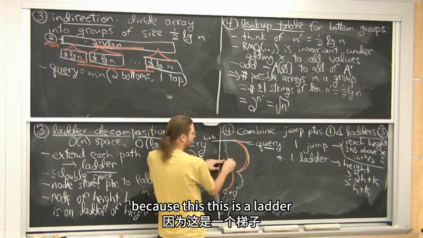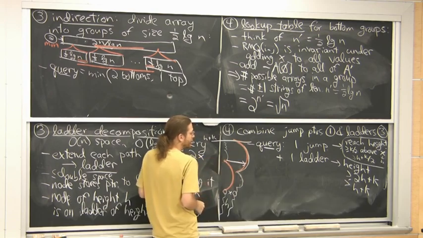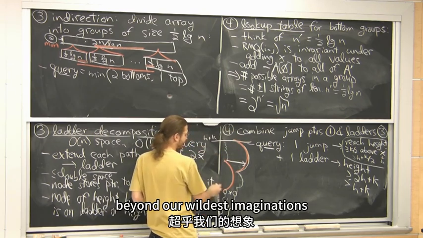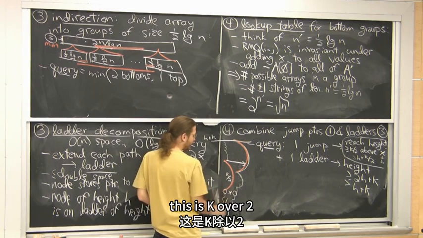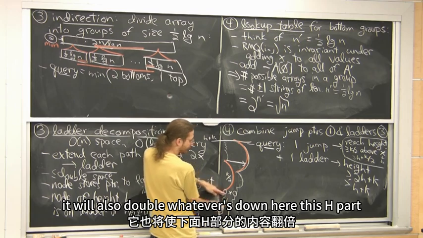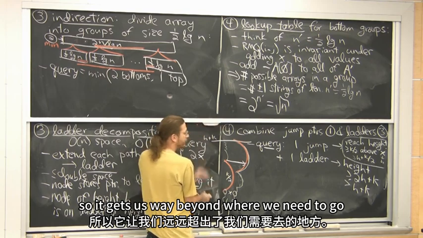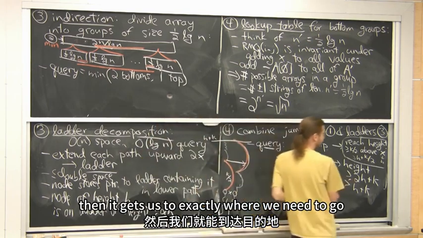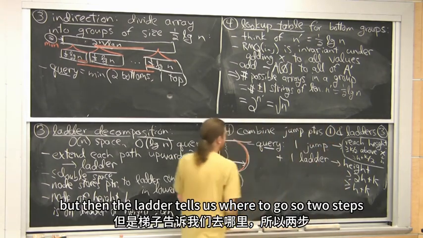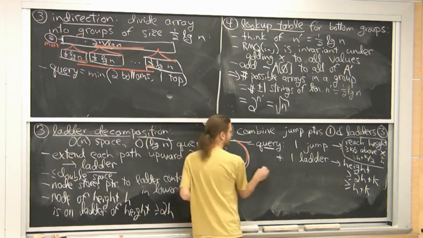Because this is a ladder. We basically go horizontally to fall on this ladder, and it will cover us beyond where we need to go, beyond our wildest imaginations. So this is k over 2. Not only will it double this, which is what we need to double, it will also double whatever's down here, this h part. So it gets us way beyond where we need to go. I mean, it could be h is 0, then it gets us to exactly where we need to go. But then the ladder tells us where to go. So 2 steps, constant time.